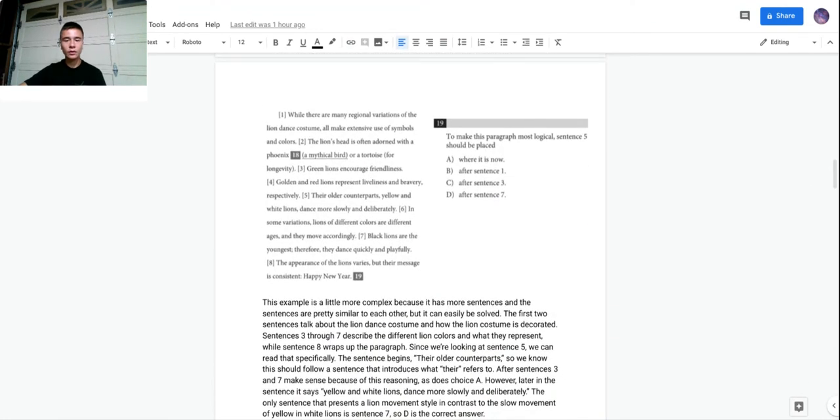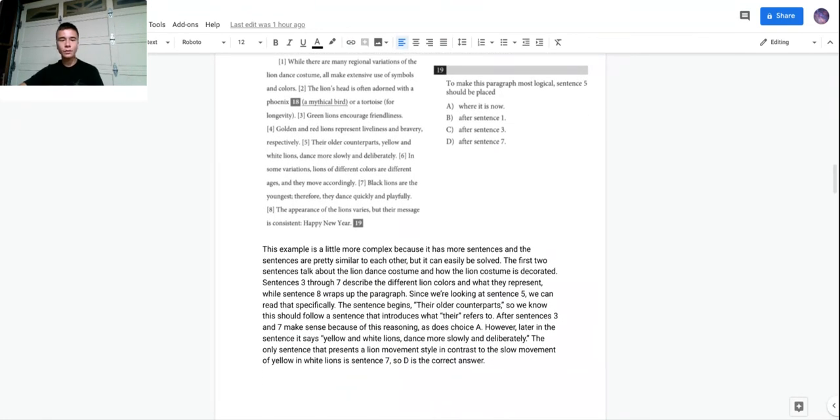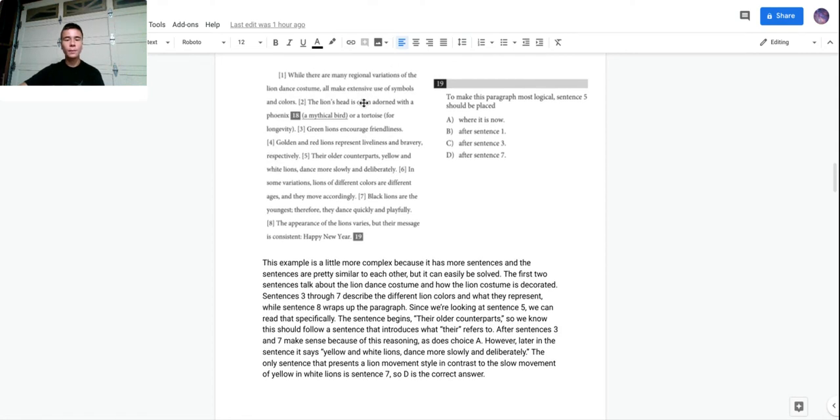And here's another example question. This one's talking about the lion dance, which is a traditional dance in China, I believe, to celebrate Chinese New Year. So this pretty much talks about the lion dance costume and different colors and decorations, what they represent, and in terms of the culture, I guess. So to make this paragraph most logical, sentence five should be placed A where it is now, B after sentence one, C after sentence three, and D after sentence seven.